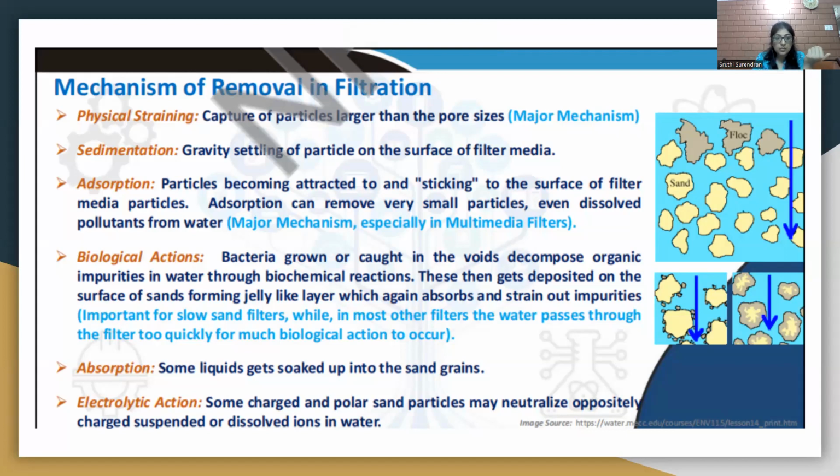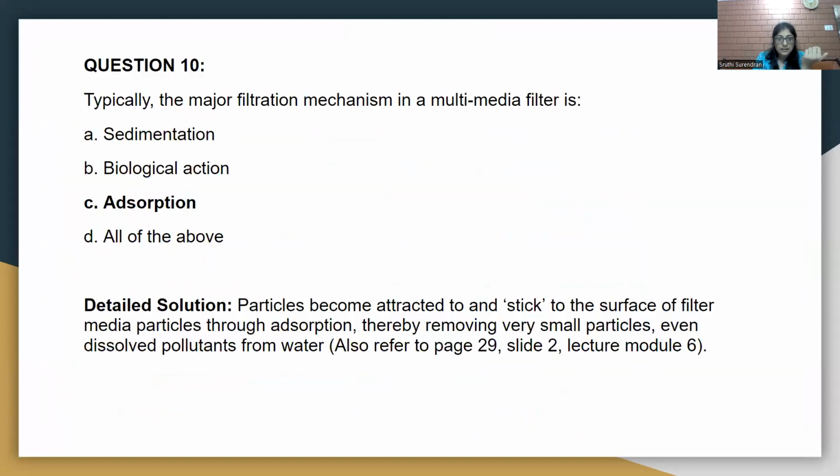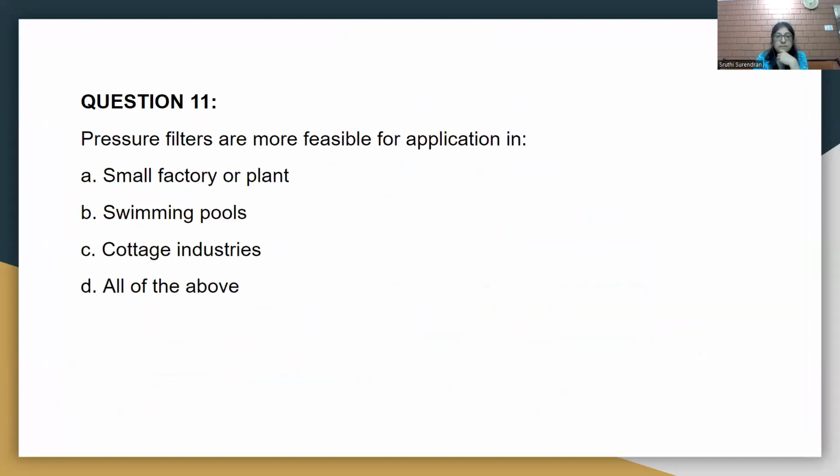So this was the 10th question. And the 11th question is about pressure filters. Where are pressure filters used majorly? Pressure filters are majorly used in small factories or plants, industries, and swimming pools. Since it's a costly thing, it has to have an application that relates to the cost of the pressure filter. So these are the areas where pressure filters are used.